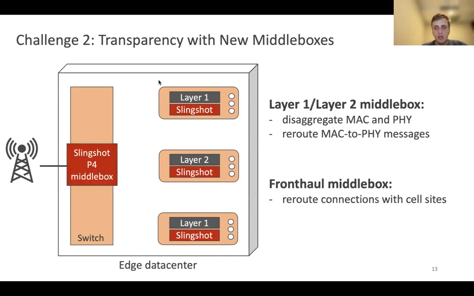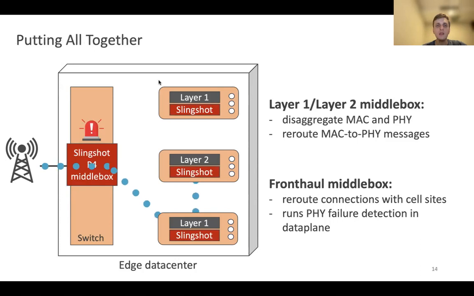The second middle box is based on a programmable switch and is dedicated to rerouting front-haul connections between the cell sites and the Phis in the data center. This middle box also runs the fault detection program entirely in the data plane. This helps Slingshot to enable fast and transparent fault detection with immediate failure notification. With such an architecture, Slingshot works out of box in already existing VRAN infrastructures, and its deployment does not require changes in any software or protocol specifications.